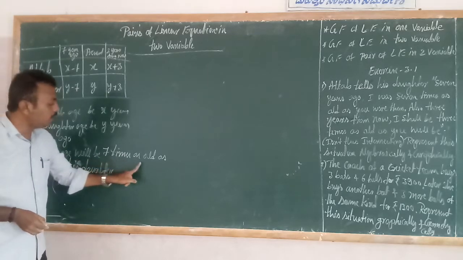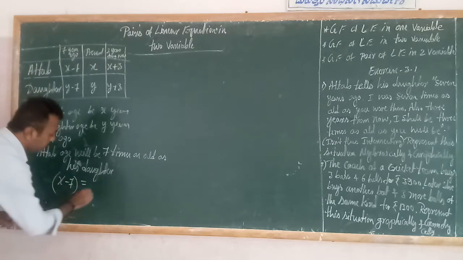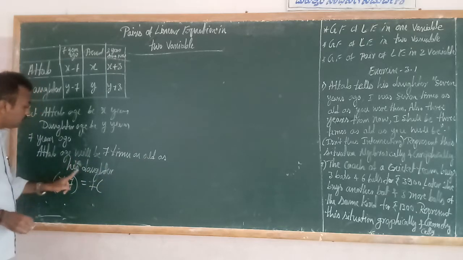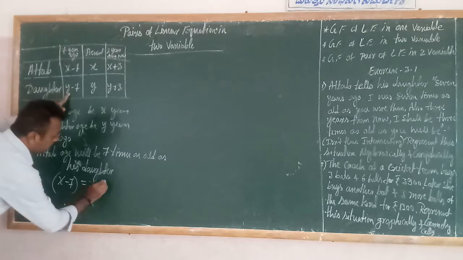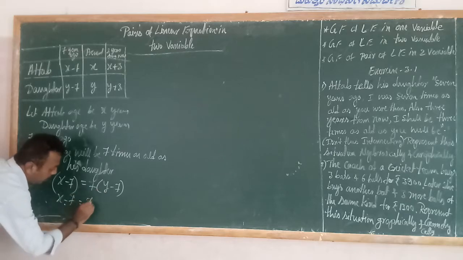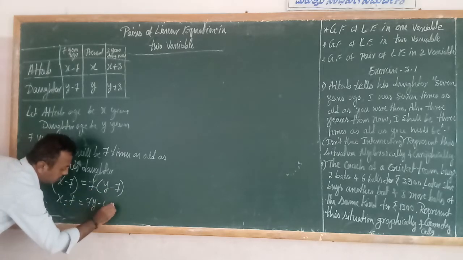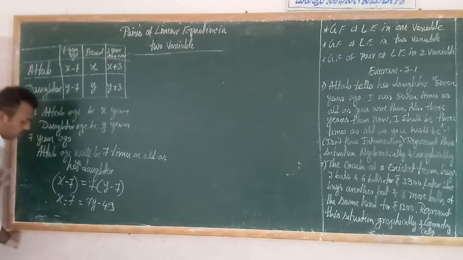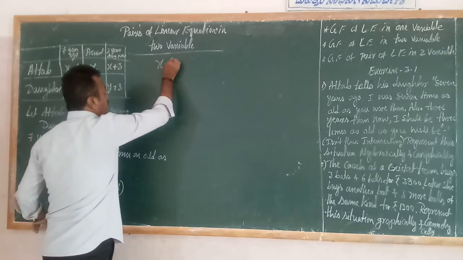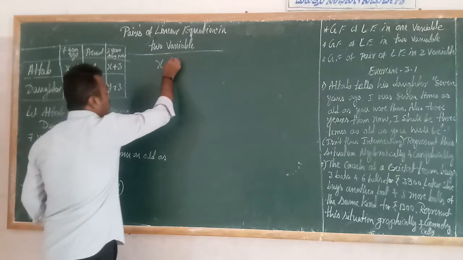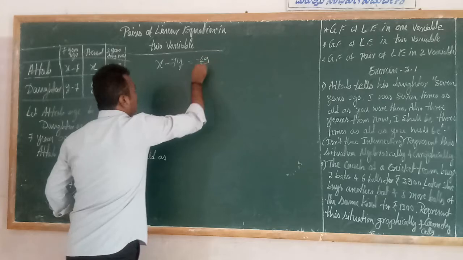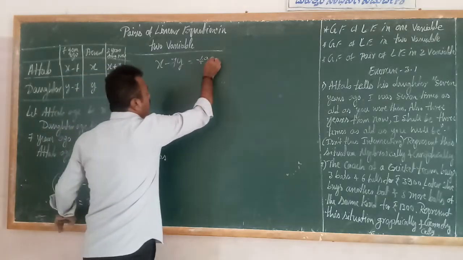Now, will be 7 times as old as his daughter. 7 times means multiplied by 7. What is the age of the daughter 7 years ago? y minus 7. Now you have to simplify that. x minus 7 is equal to 7 into y, 7y. 7 times 7 is 49. Next, x minus 7: the 7 I will send here. It becomes x minus 7y. If it is coming minus 7y, it is equal to minus 49. You have to keep on like that. So minus 7, if it is coming, plus 7.